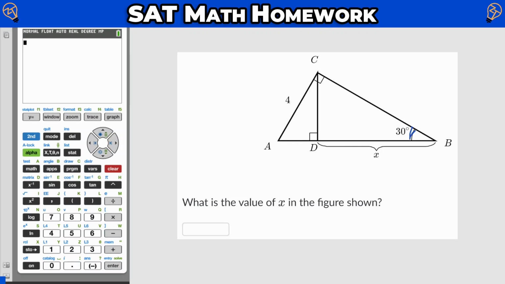So if this angle here is 30, and you can tell that this forms a linear pair, so this is 90, that makes this one 60, since the two acute angles must add up to 90, so that when you add it to the other 90, you get 180.